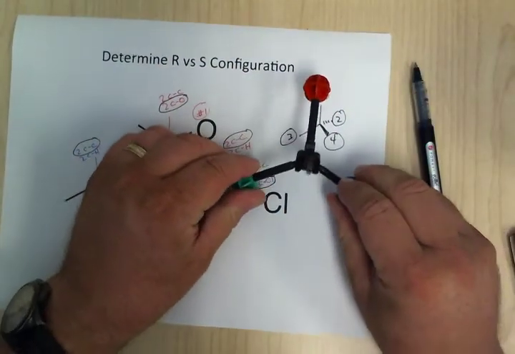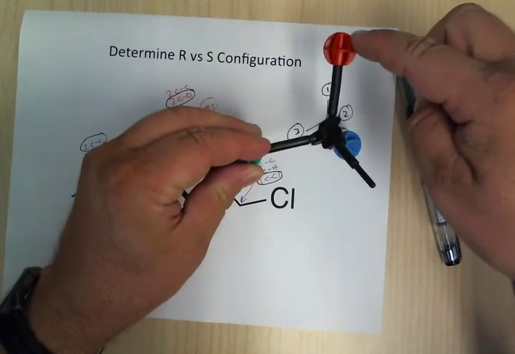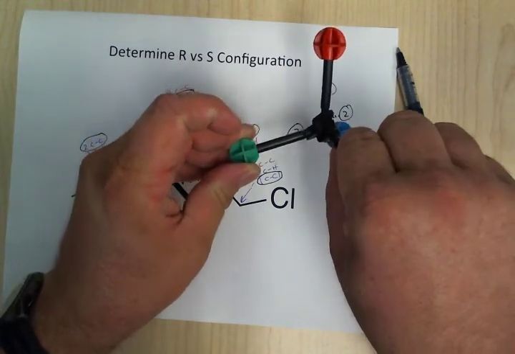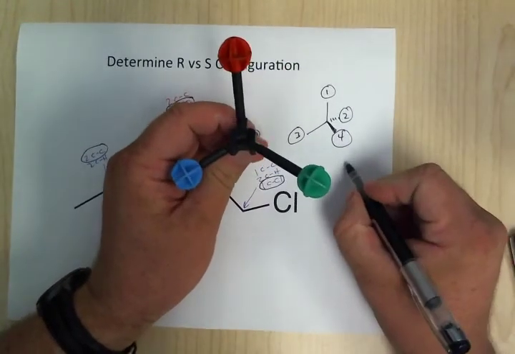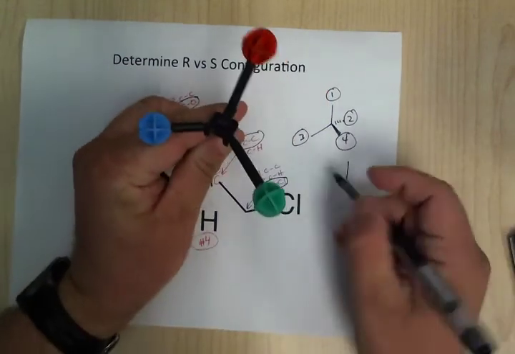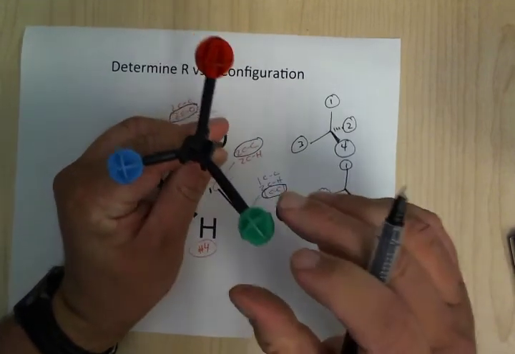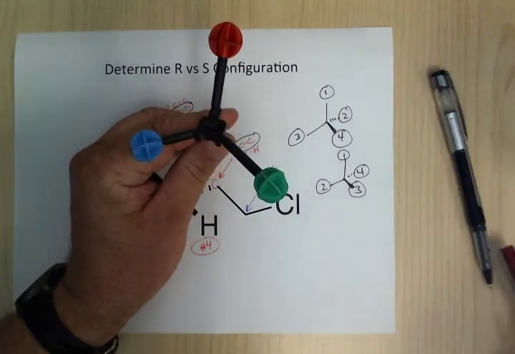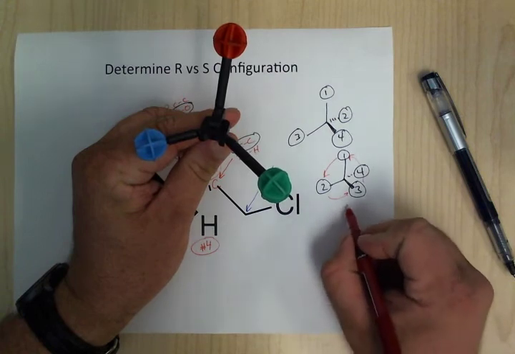Okay, so if this is 1, let's see, how does this go? Okay, it's like this. 1, the blue is 2, the green is 3, and the 4 is coming at you. What you have to do is rotate it like this, so you have to rotate it all the way around, so then the 2 would be over here, 1, 2, the 3 is coming out at you, the green is, and then the 4 is going behind. So notice how now it's going counterclockwise, and so it ends up being an S.